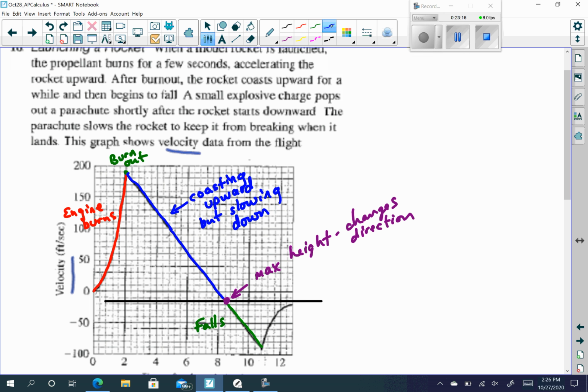And then what's going to happen right here? That's where the parachute opens. And then this last part of the trip, it's still falling, but not as fast.